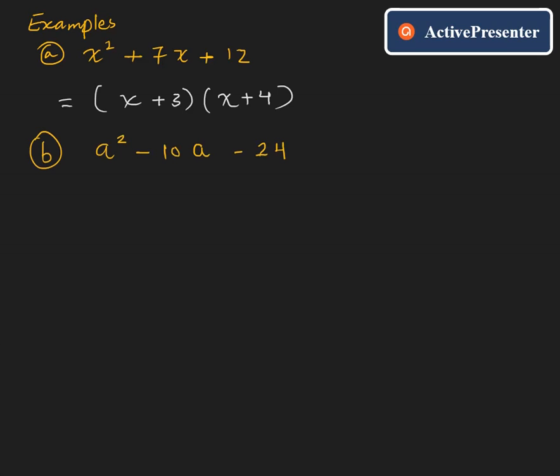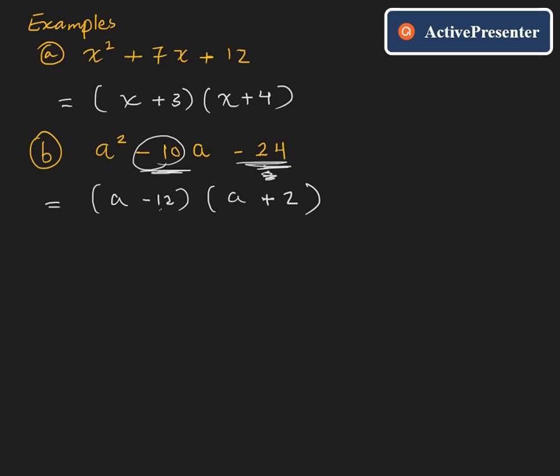Another question. a squared minus 10a minus 24. Okay, let's factor it. Here a and here we have a. What are the numbers if you multiply you will get minus 24, and if you add you will get minus 10? I would say minus 12 and plus 2. If you multiply minus 12 and plus 2 you will get minus 24, and if you add them together, minus 12 and 2, you will get minus 10.